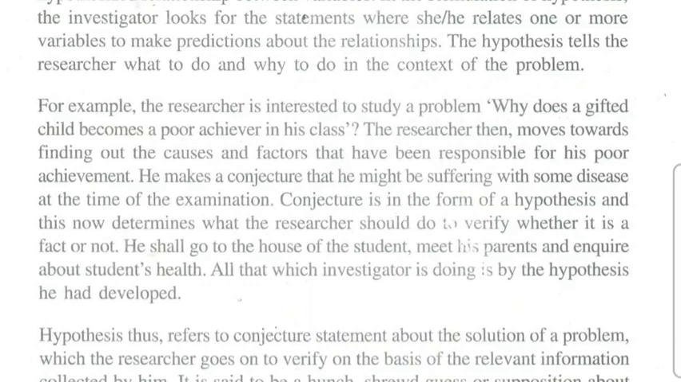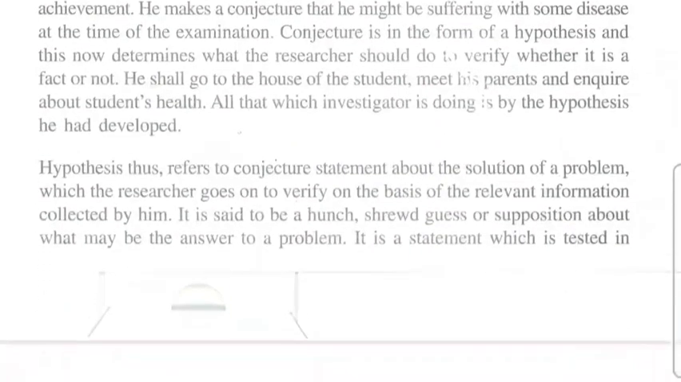He makes a conjecture that he might be suffering from some disease at the time of the examination. This conjecture is in the form of a hypothesis and determines what the researcher should do to verify whether it is a fact or not. He shall go to the house of the student, meet his parents, and inquire about the student's health. All that the investigator is doing is guided by the hypothesis he had developed.